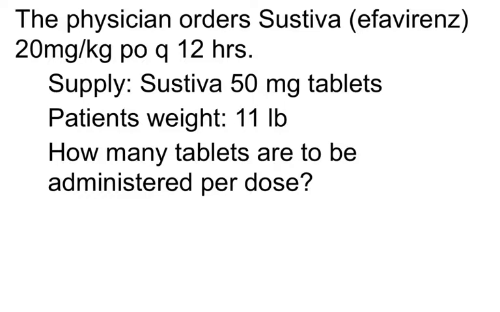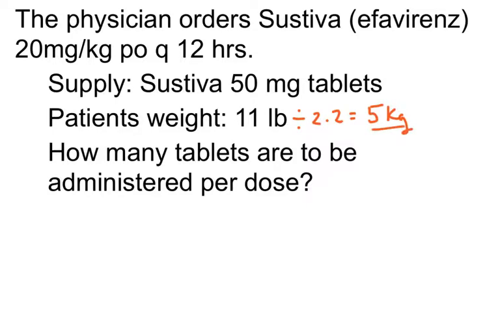Okay, so the physician orders Sustiva 20 milligrams per kilogram by mouth, Q12H. Okay, you have Sustiva 50 milligram tablets. His weight's 11 pounds. How many tablets are you going to administer? So this time his weight is in pounds, so the first thing you're going to do is change his pounds. So you take the 11 divided by 2.2, because all of these are going to be based on his kilograms. So you would get 5 kilograms. So this is his weight.